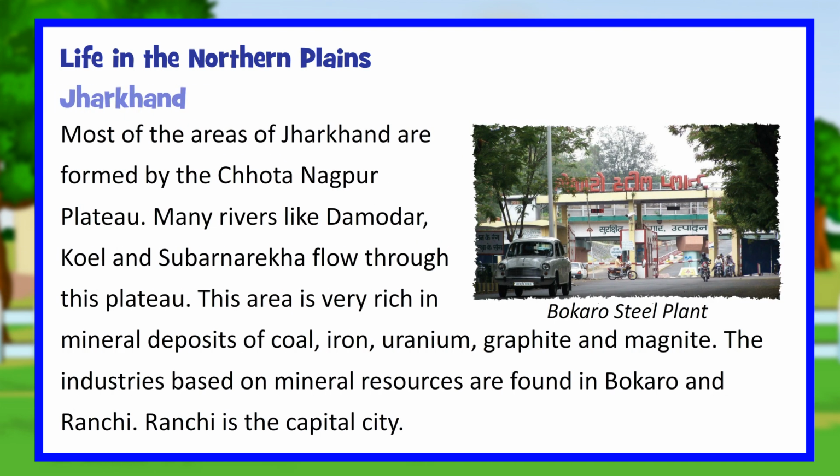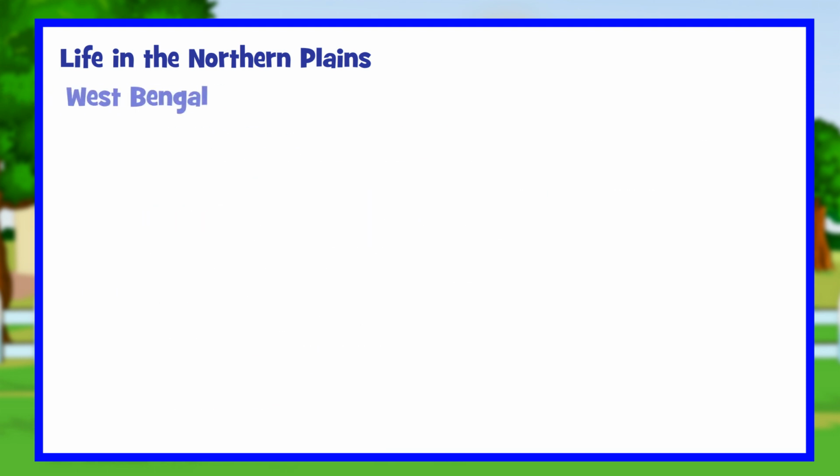Jharkhand. Most of the areas of Jharkhand are formed by the Chota Nagpur Plateau. Many rivers like Damodar, Koyal and Subarnrekha flow through this plateau. This area is very rich in mineral deposits of coal, iron, uranium, graphite and magnetite. The industries based on mineral resources are found in Bokaro and Ranchi. Ranchi is the capital city.